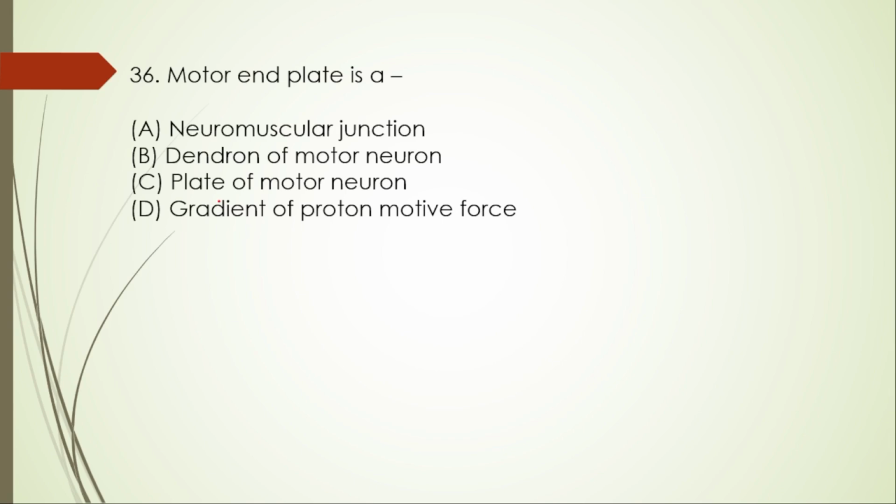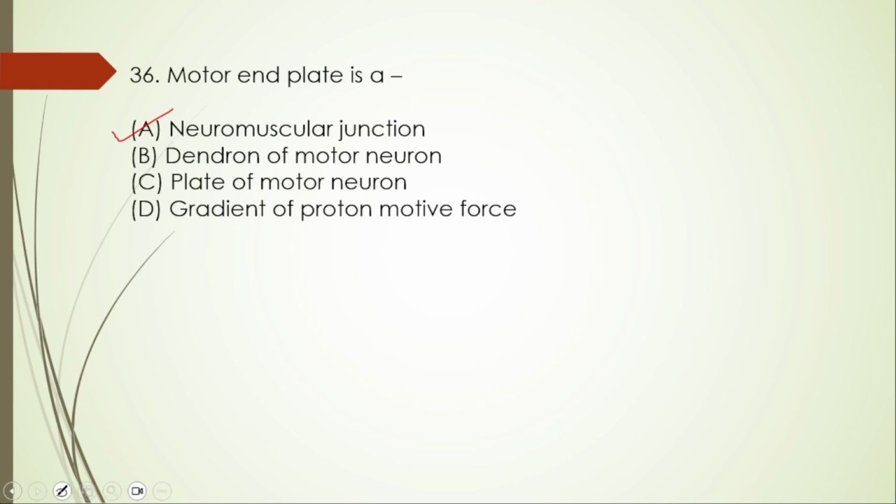Next, 36th question. Motor end plate is a A. neuromuscular junction, B. dendron of motor neuron, C. plate of motor neuron, D. gradient of proton motive force. So the motor end plate is a neuromuscular junction, a specialized chemical synapse formed at the site where the terminal end of the motor neuron transmits signals toward muscle fibers. This functional connection is commonly known as what? Neuromuscular junction.